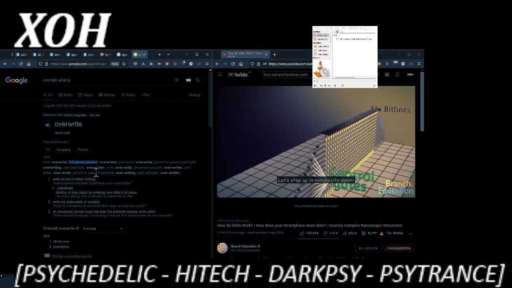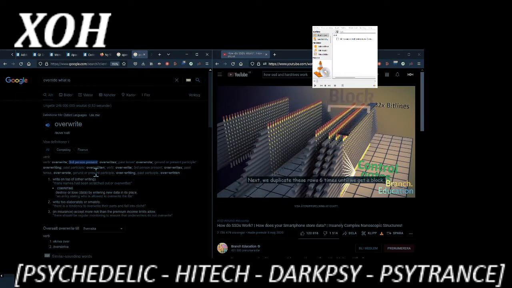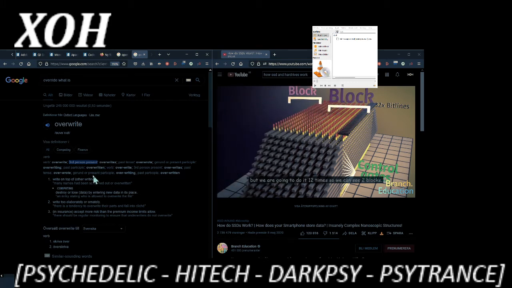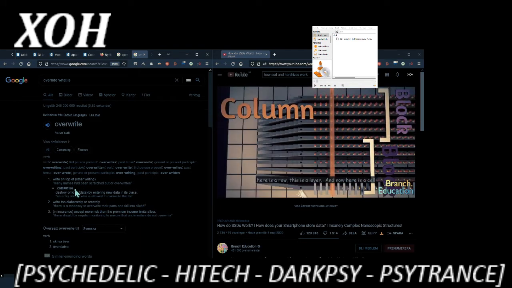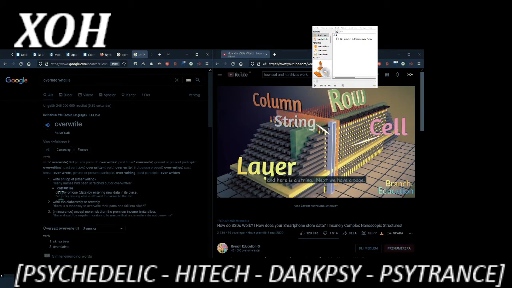Let's step up in complexity again. Next, we duplicate these rows 6 times until we get a block. But we're going to do it 12 times so we can see 2 blocks. Okay, so again, here we have a column, here's a row, and this is a layer. And now here's a cell, and here's a string. Next we have a page, and finally we have a block.